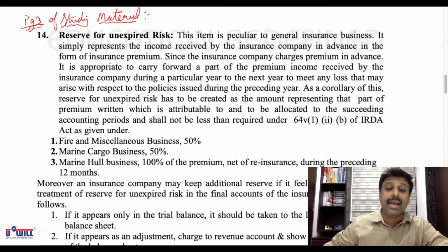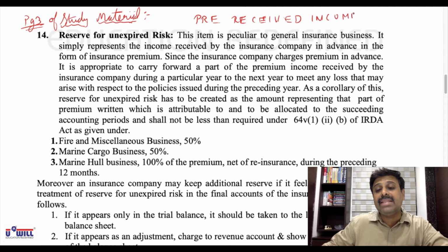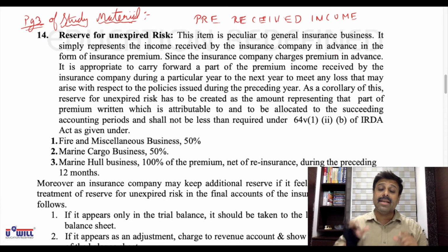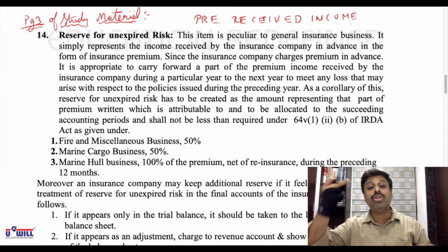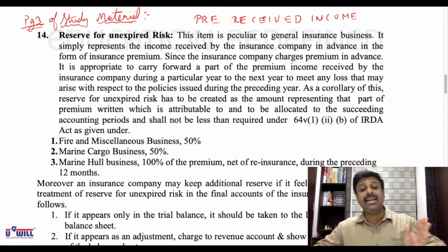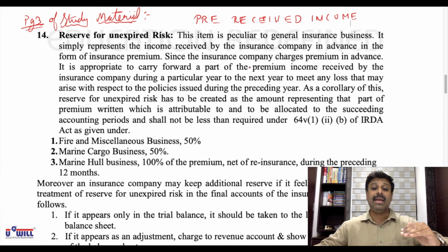In simple language, for the insurance company, it is pre-received income, like rebate on bills discounted. Because whatever premium the insurance company receives, some portion belongs to the current year, some portion belongs to the next year. Whatever portion belongs to next year is considered as pre-received income. The company has to create a reserve for that, because the risk will expire in the next year. The compensation, if a claim arises, may have to be paid in the next year.